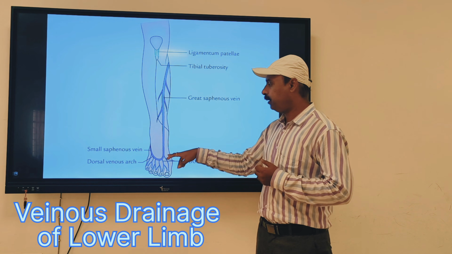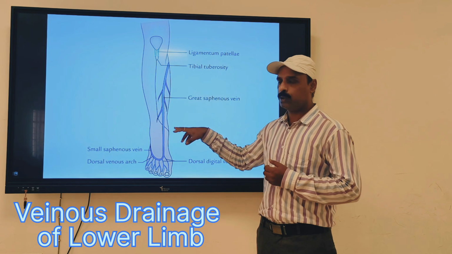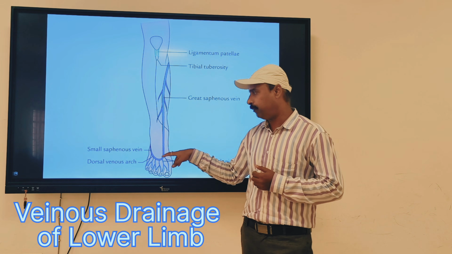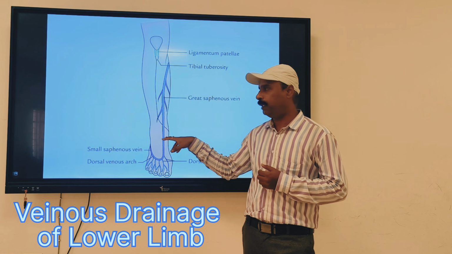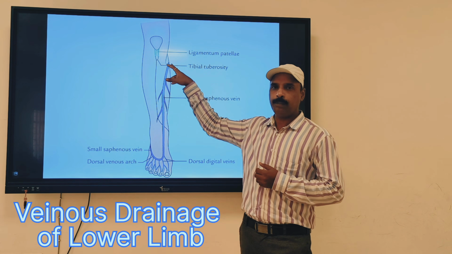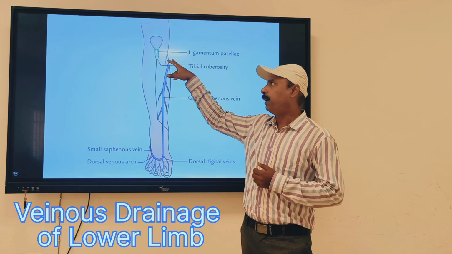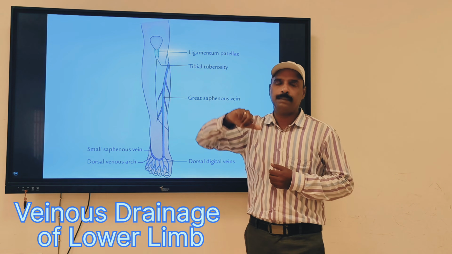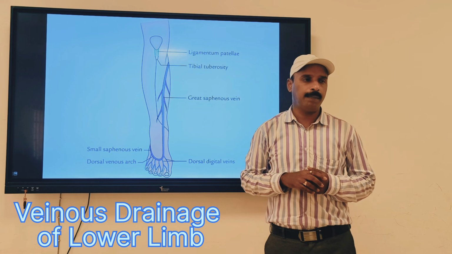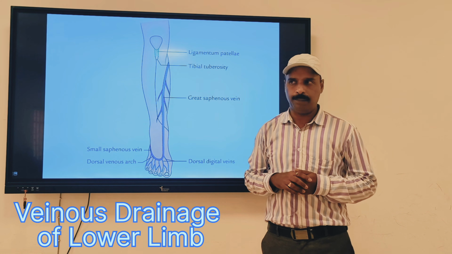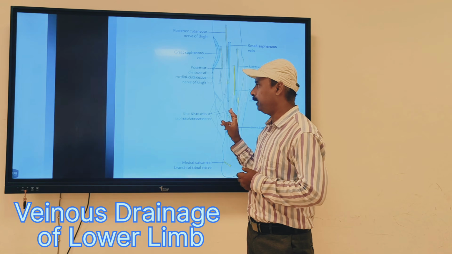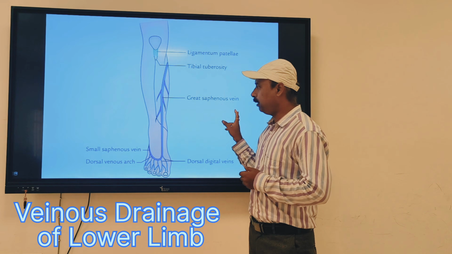So this is all about the great saphenous vein course. I have told: medial end of the dorsal venous arch, in front of the medial malleolus, running along the medial border of the leg, passing behind the knee and inclining forward to reach the saphenous opening in the thigh region. That is about the great saphenous vein. So this is all you have to remember.